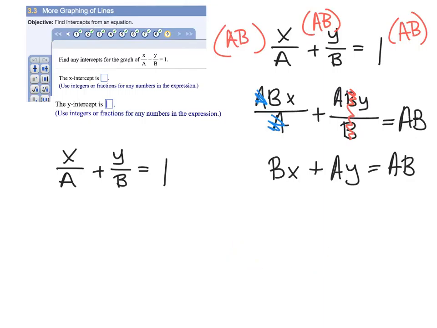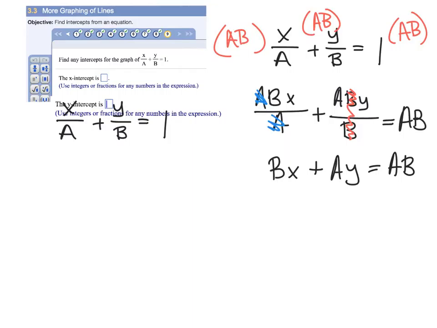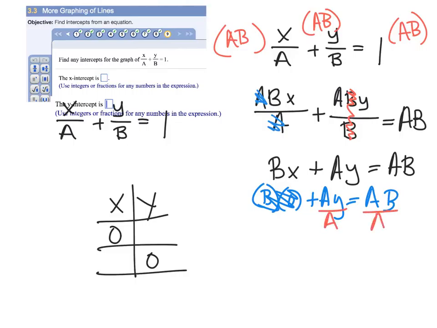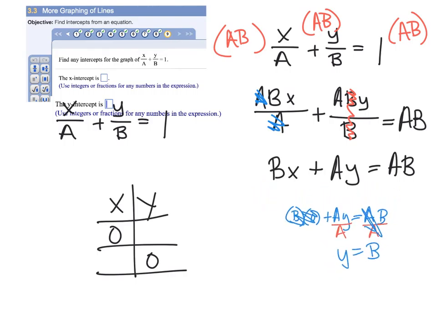So I'm going to get this guy out of the way. And here is our XY table. We know x is going to be 0, then y is going to be 0. So first let's put x as 0. So that's going to be b times 0 plus ay is equal to ab. So that goes away. Now we're going to divide both sides by a, and you end up with y is equal to, and the a's cancel out, leaving us with b. So y is equal to b. And that's pretty straightforward and simple.